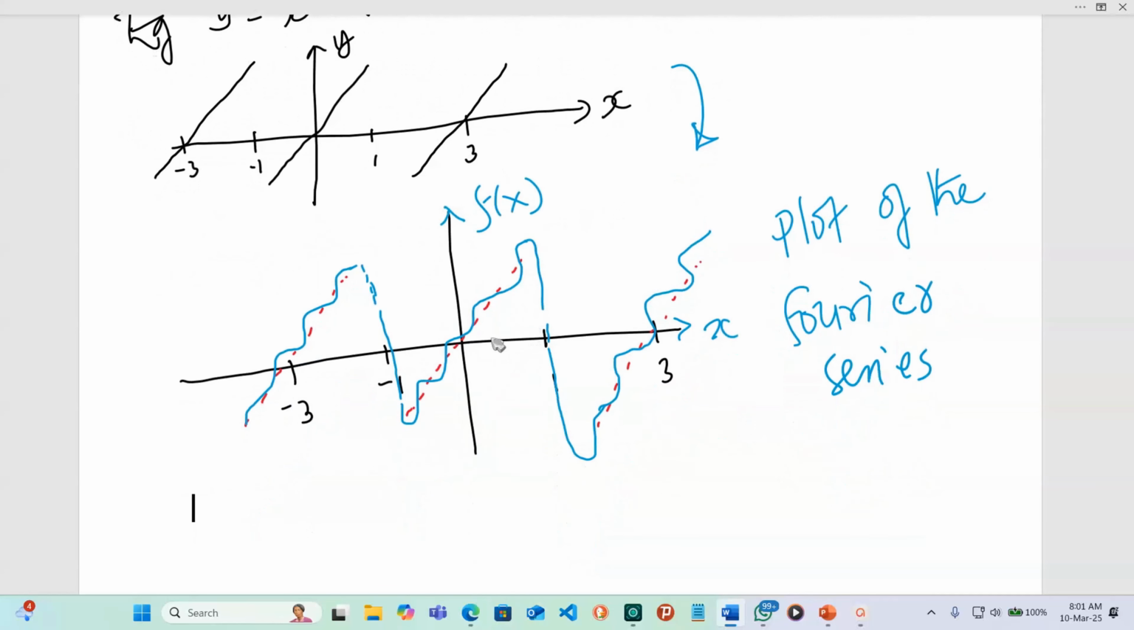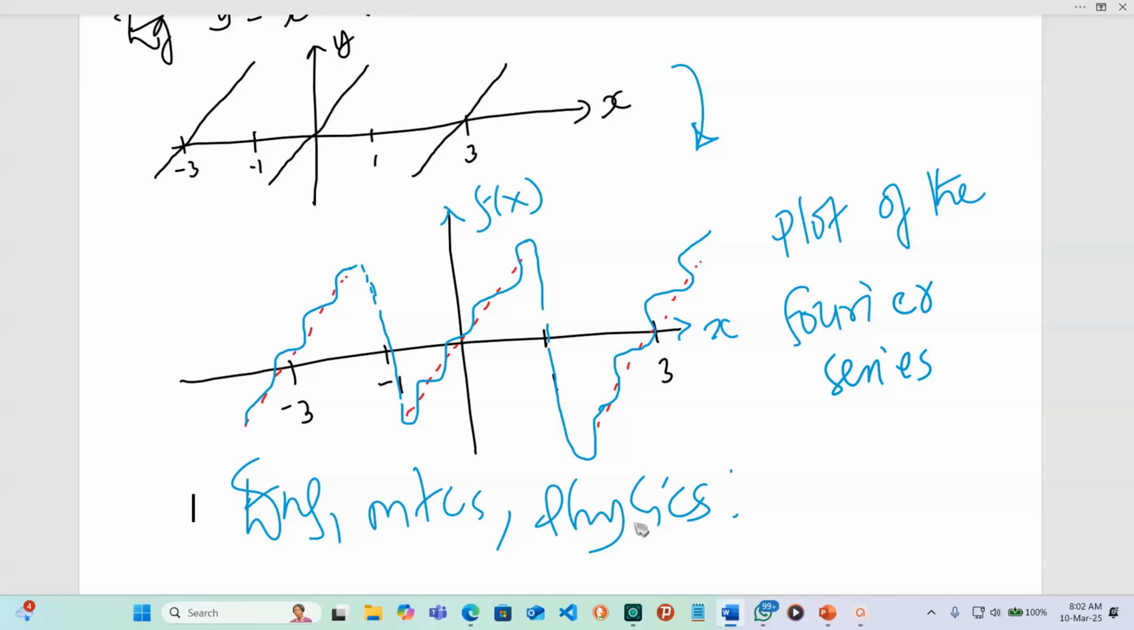Where is this very applicable? We shall look at its applications in engineering, in math, in physics, studying quantum mechanics, looking at solutions of partial differential equations, and digital signal processing. That is in electrical and electronics engineering.